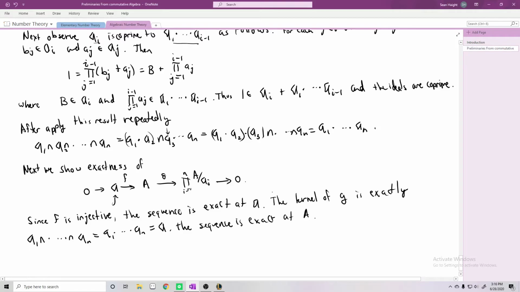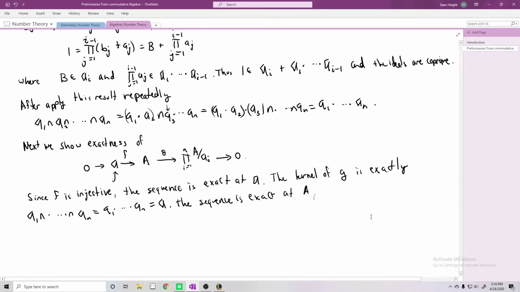Okay. So what's left to show is surjectivity. Okay. So we need to show surjectivity of G.